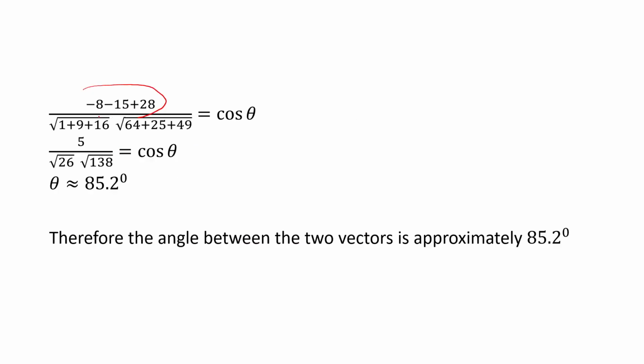-8 minus 15 plus 28 is 5. So the dot product of A and B is 5. The magnitude of A is root 26, and the magnitude of B is root 138. And letting our calculator do the work and determining the cos inverse of that number, we'll get that the angle in between A and B is roughly 85.2 degrees.